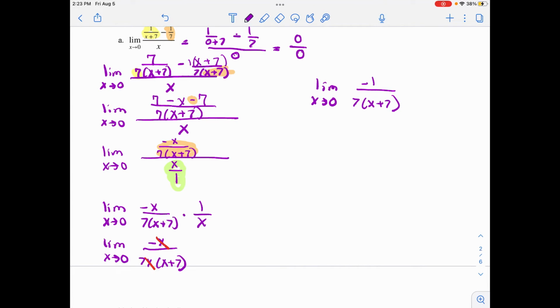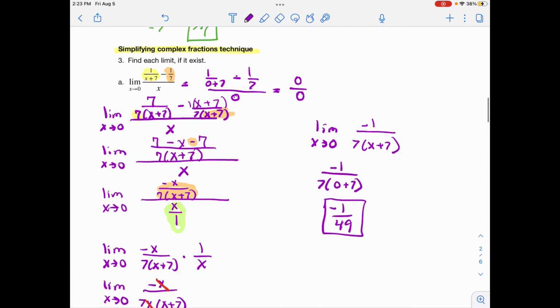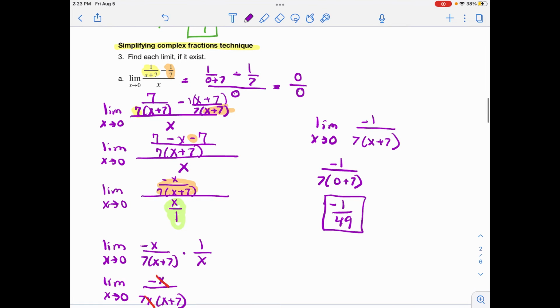So I'm going to go back to direct substitution. Since at this step I'm doing direct substitution, I don't write that limit notation. That's where the limit notation disappears. I end up with negative 1 over 49, which is a number. So that works, and I have an answer to my limit problem. That is the simplifying complex fraction technique.